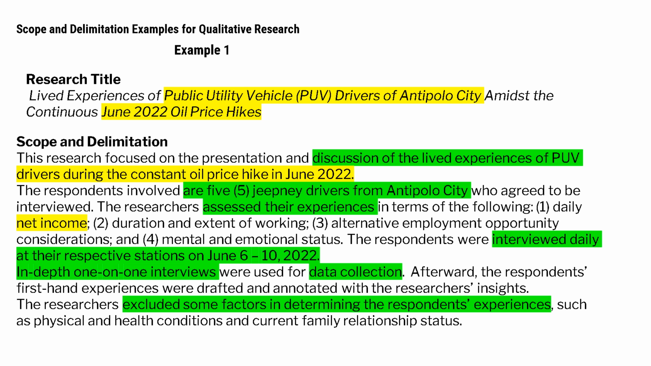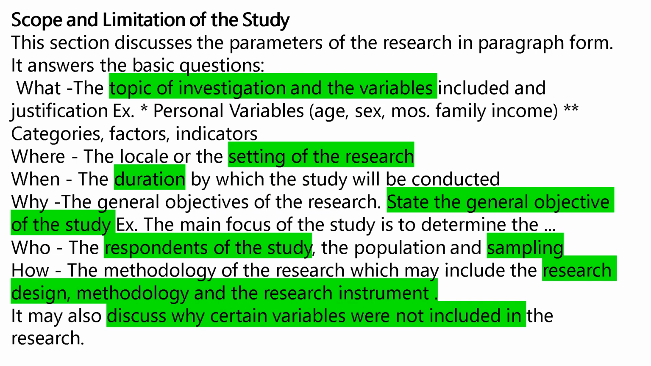In-depth one-on-one interview, the method, was used for data collection. Afterwards, the respondents' first-hand experiences were drafted and annotated with the researchers' insights. The researchers excluded some factors in determining the respondents' experience, such as physical and health conditions and current family relationship studies. So since there are things that are controlled by the researcher, this is the scope and delimitation example for qualitative research.